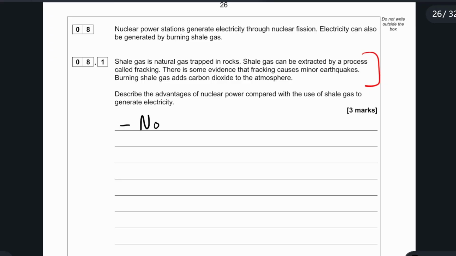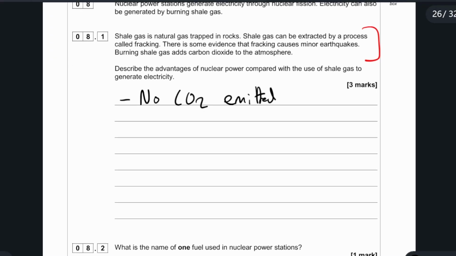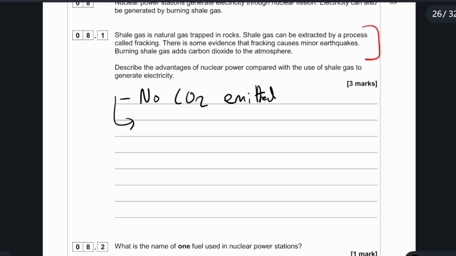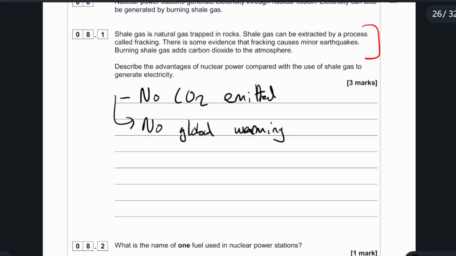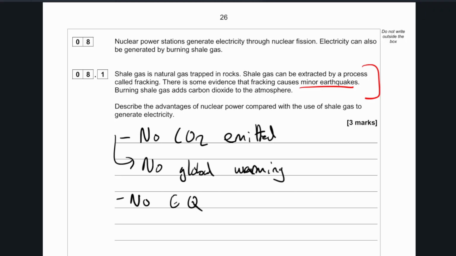There's no carbon dioxide emitted for nuclear power, and that means it doesn't cause global warming. There are no greenhouse gases emitted when you have a nuclear power station, so that doesn't contribute to global warming. Next, nuclear power doesn't cause earthquakes. We've got evidence here that fracking causes earthquakes, so you can also say there are no earthquakes, and that would give us another mark. And lastly, we can say that there's more energy released per kilo of fuel.